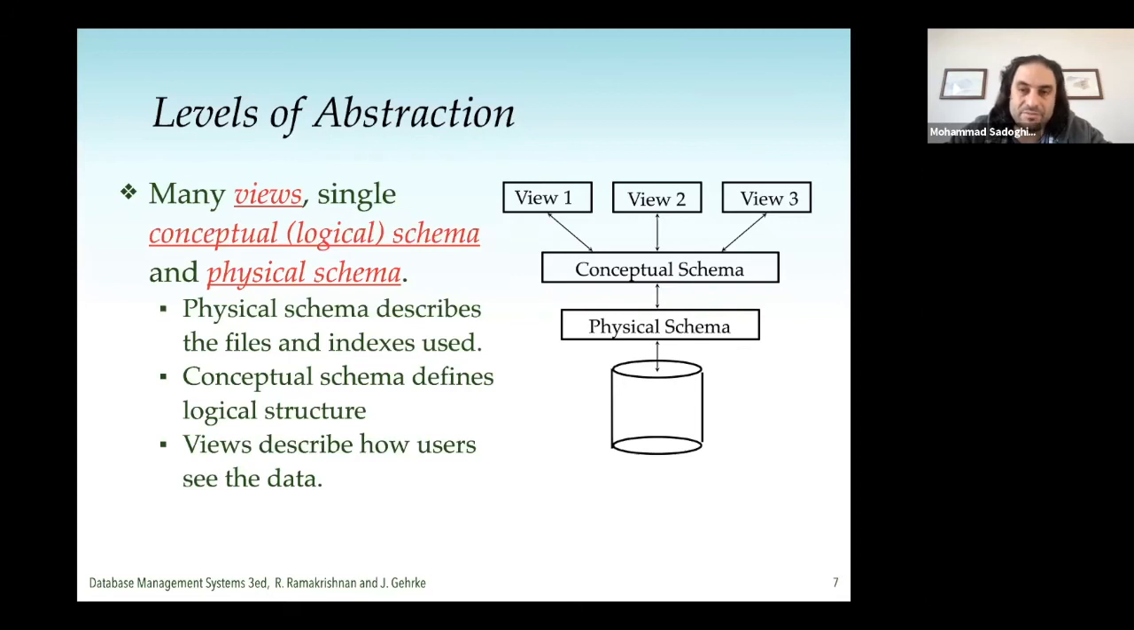For example, my physical schema is how the actual data is stored, in terms of files, for example, on the disk. My conceptual schema is that I have a student entity, I have a course entity, and I have a student-taking-a-course relation. And then on top of that, I could create views. For example, on the student table, I could have multiple views.